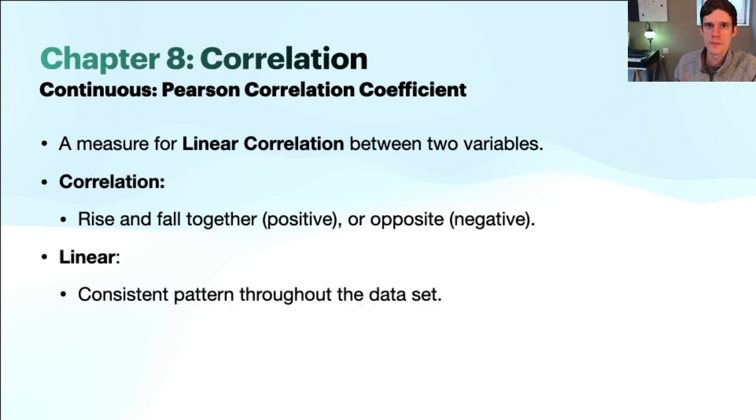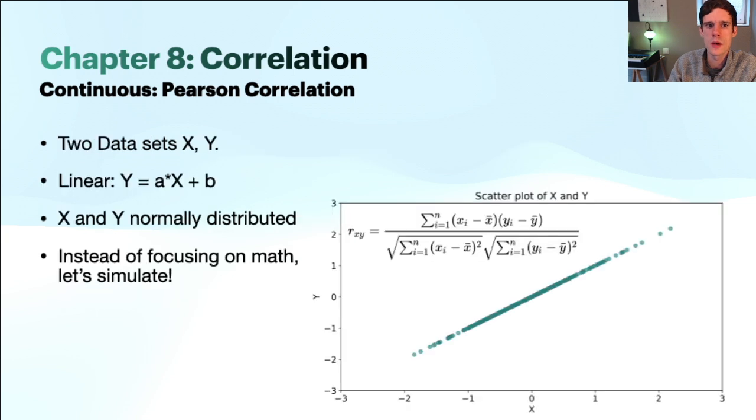Now the linear part in linear correlation basically indicates that this pattern of rising and falling together of these two variables is consistent throughout the entire dataset. Now in the course notes, I looked at a very concrete example, but let's make it more general and look a bit more into detail about this linear part. Let's say that we have two datasets or two variables, x and y. X, for instance, could be the height of pet animals, and y could be the weight of the pet animals. So we have two variables and we want to see if there is a correlation or not.